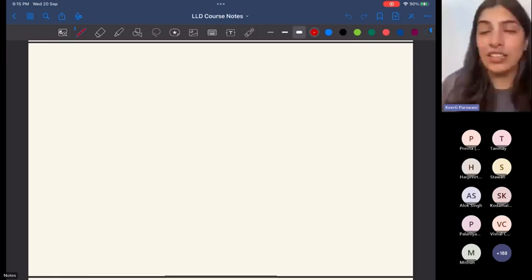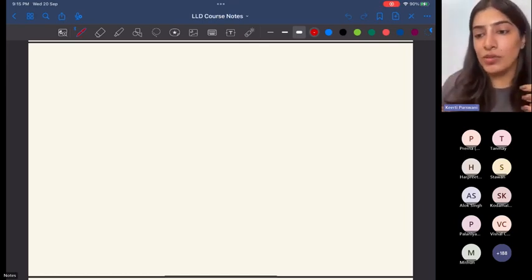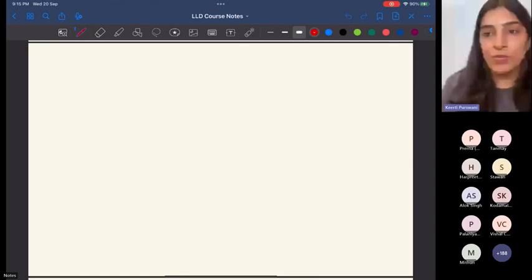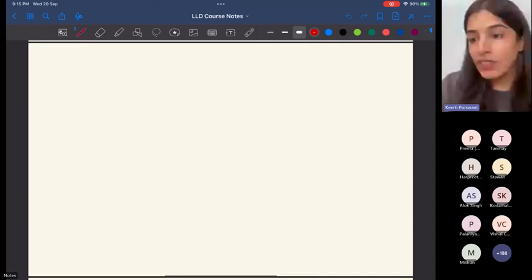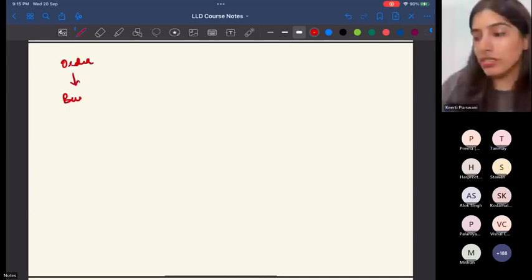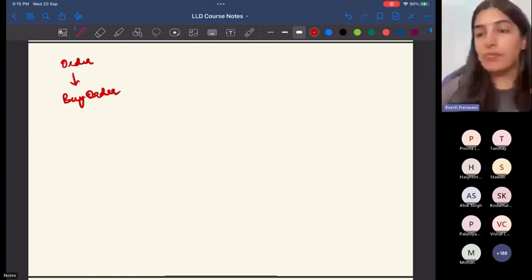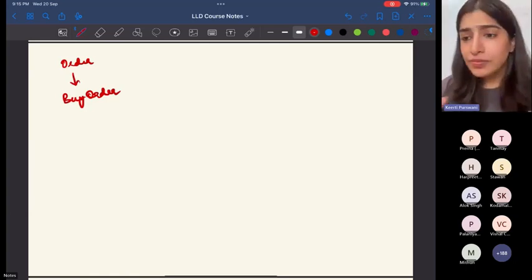Can you give me a real life example of inheritance? Like, what will be the base class? What will be the derived class? Anyone can give me an example? Any example from Swiggy, Zomato, Uber, Ola, Amazon, Chess, anything? Buy order is an order. Good. Okay, so there is an order and then there is buy order. So order becomes a base class and buy order becomes a derived class, correct?